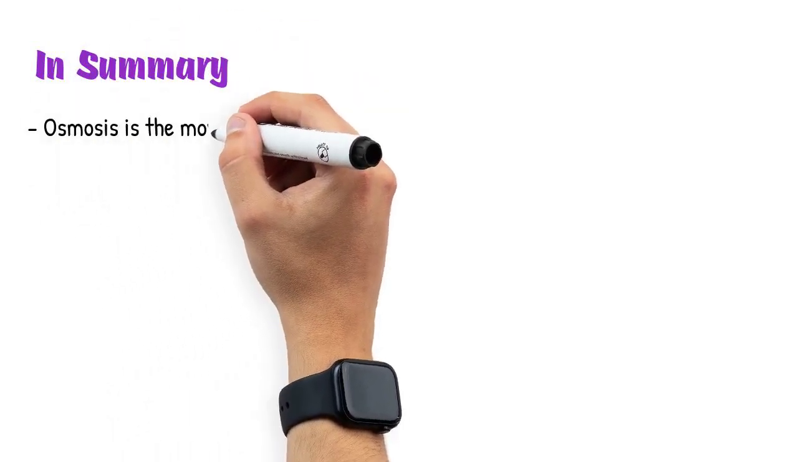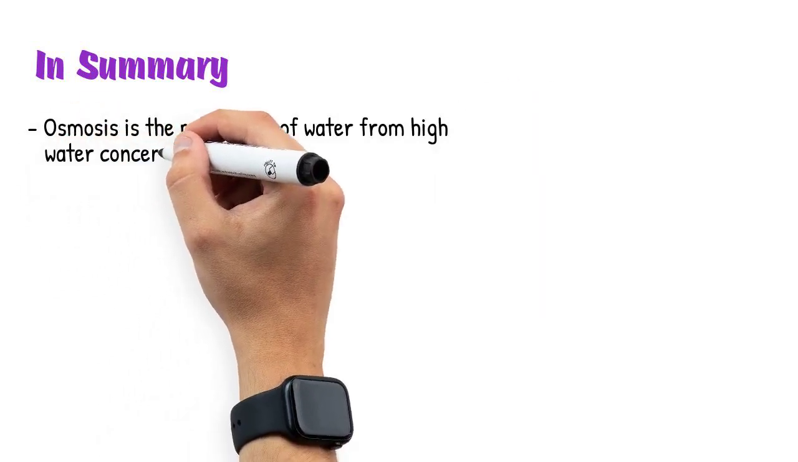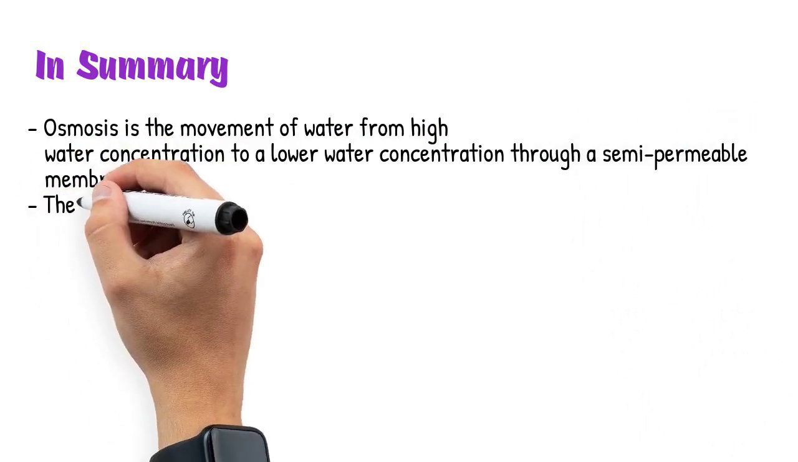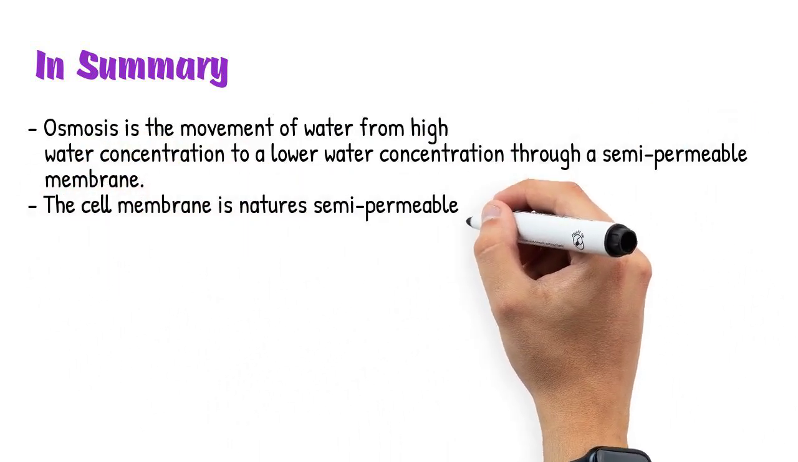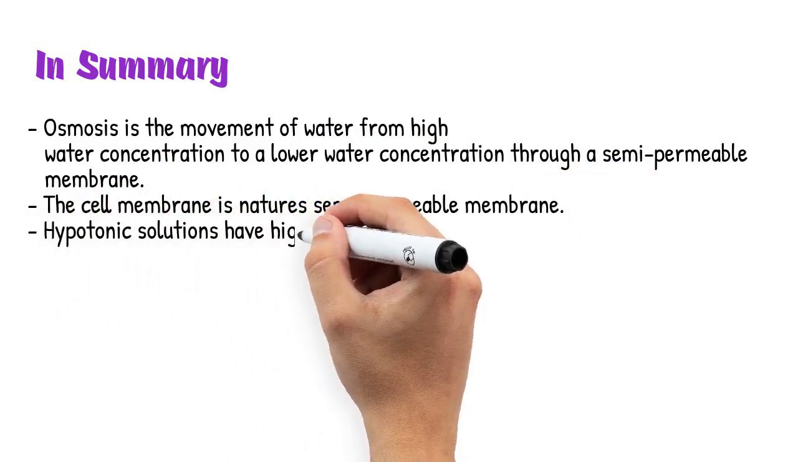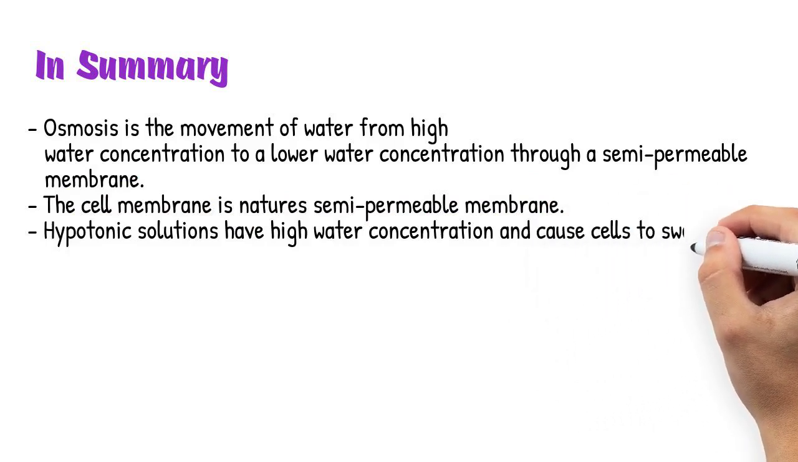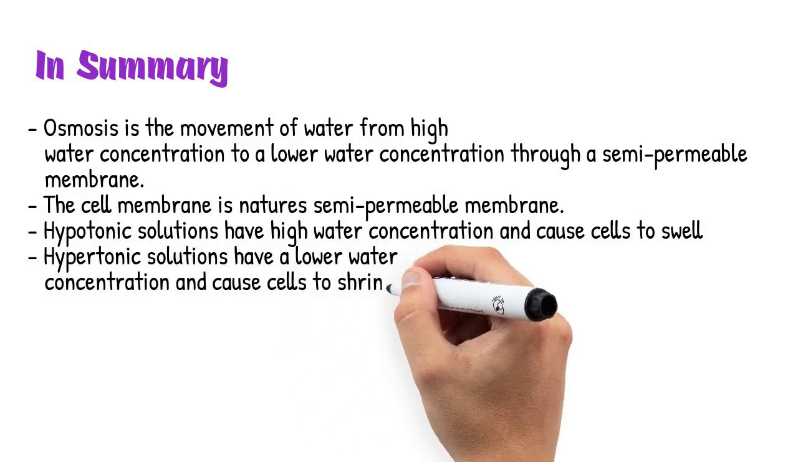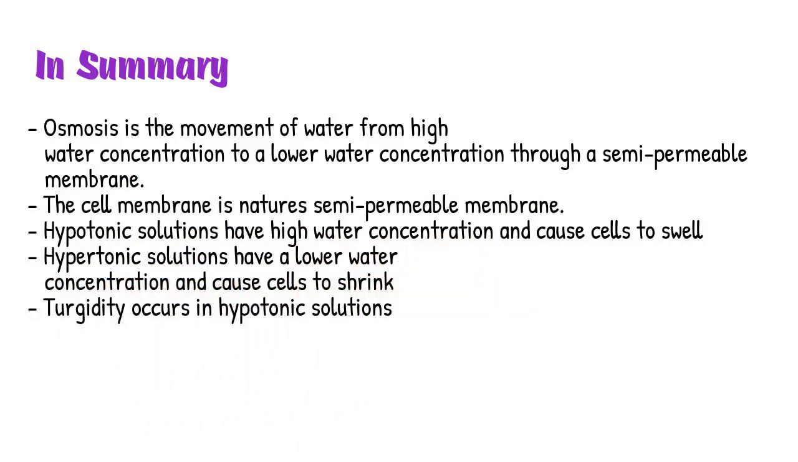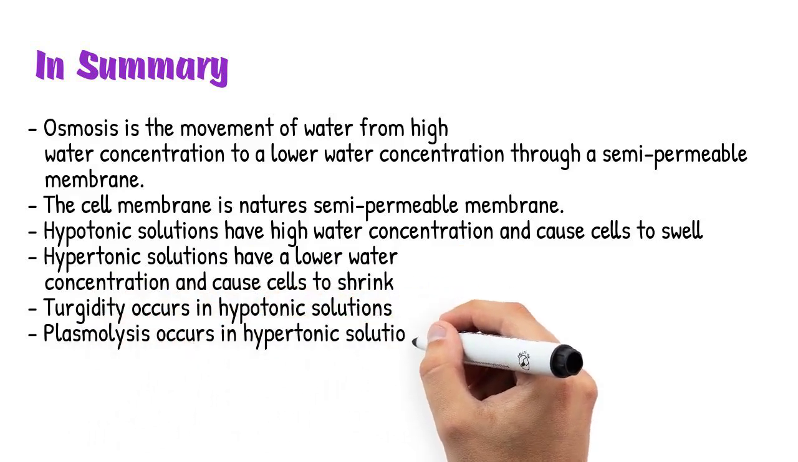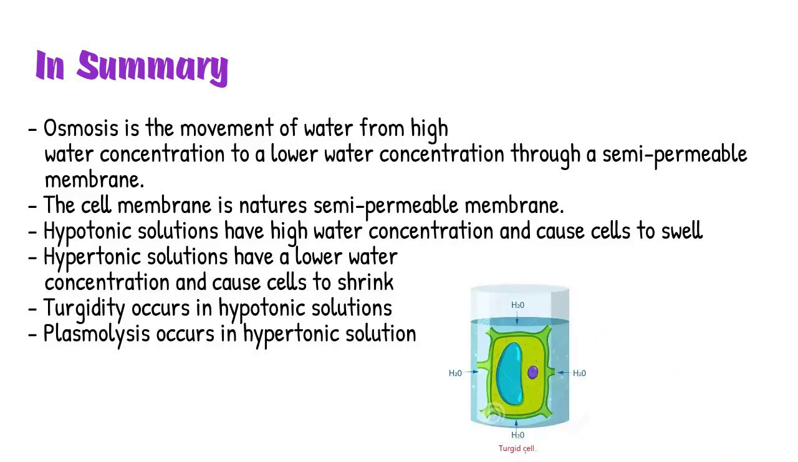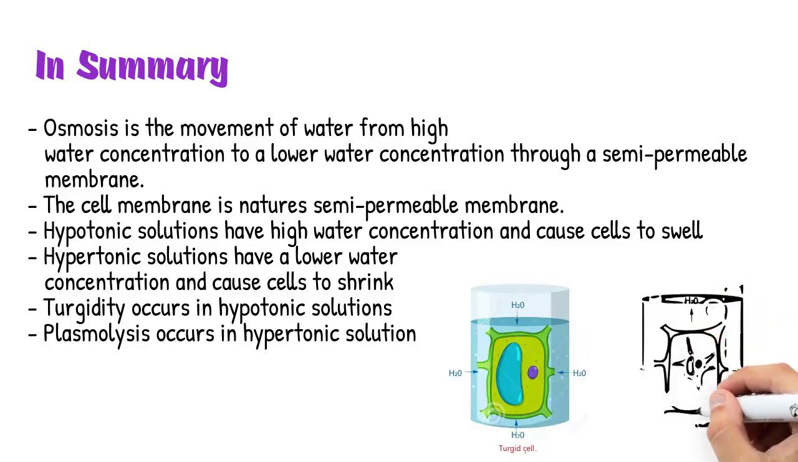In summary, osmosis is the movement of water from high water concentration to a lower water concentration through a semi-permeable membrane. The cell membrane is nature's semi-permeable membrane. Hypotonic solutions have high water concentration and cause cells to swell. Hypertonic solutions have a lower water concentration and cause cells to shrink. Turgidity occurs in hypotonic solutions. Plasmolysis occurs in hypertonic solution.